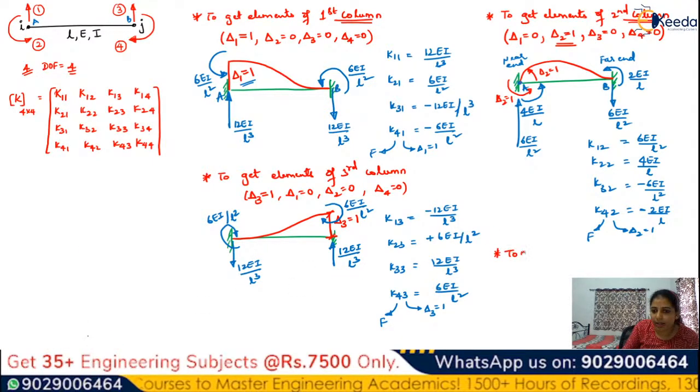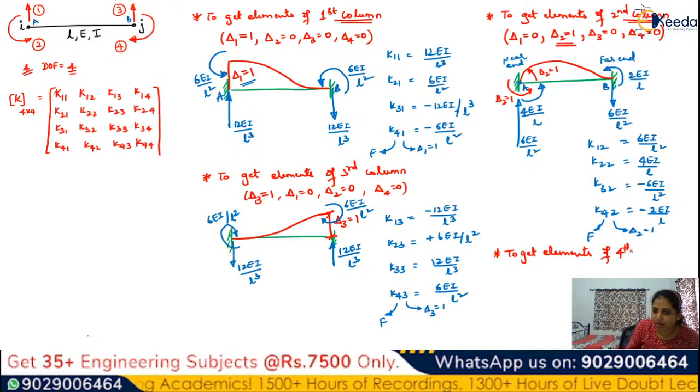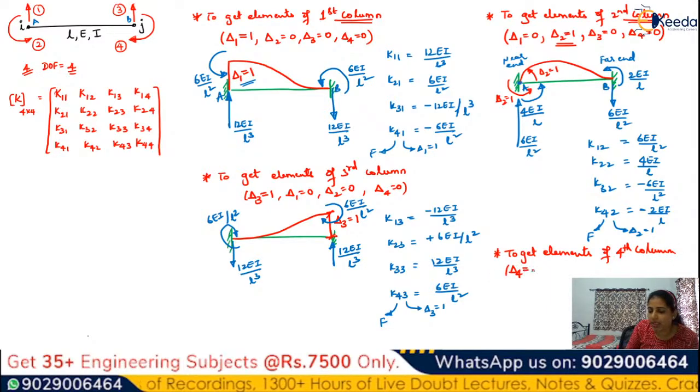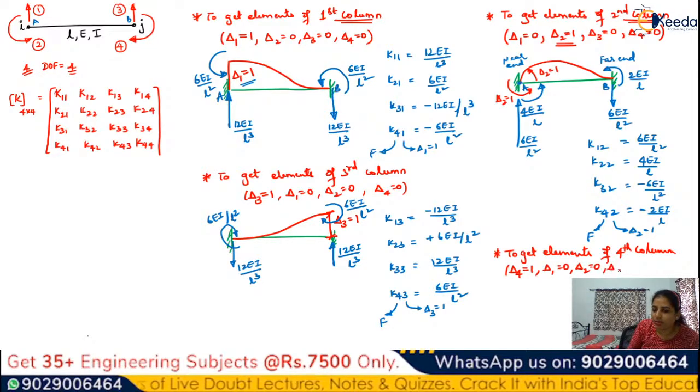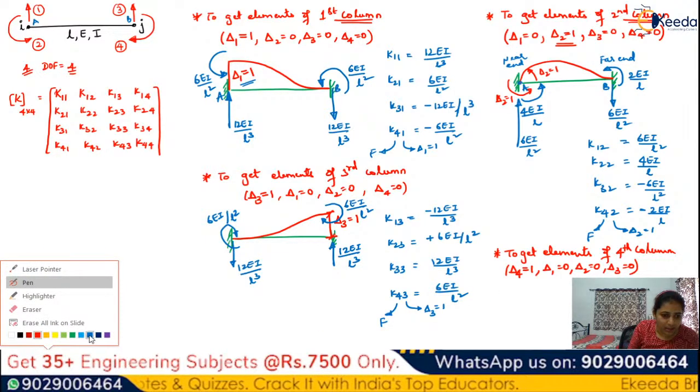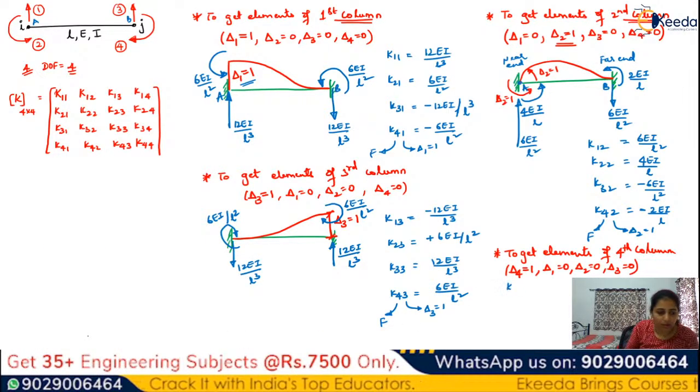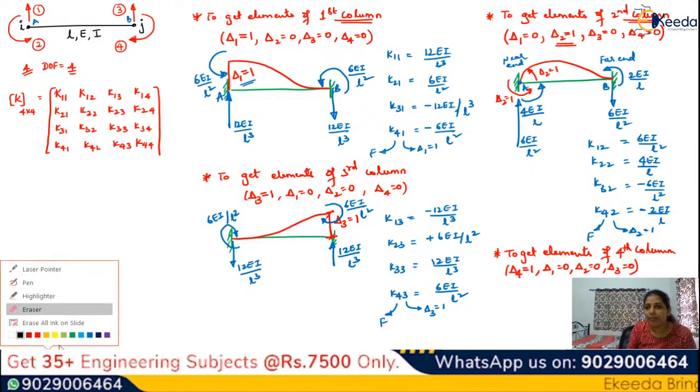So now the last column. To get the elements of the fourth column, what do we have to do? We have to apply unit displacement in the fourth coordinate, whereas all other coordinates we have to keep as 0. Right? So let us keep all other coordinates as 0 and see how the diagram will look. It will look similar to your second coordinate, because we are applying a unit moment, since the fourth coordinate is a moment here, right?